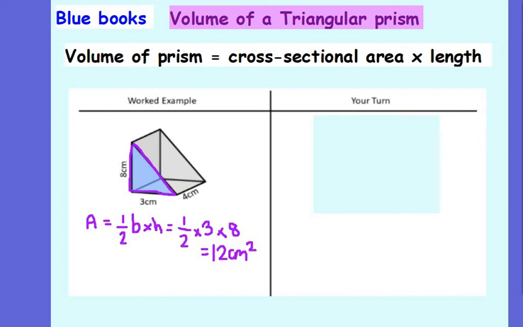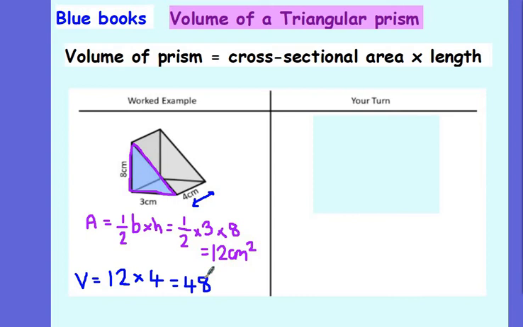Our volume is given by the cross-sectional area multiplied by the length. So our volume is just 12 multiplied by the length, which in this case is 4. So our volume is 48.